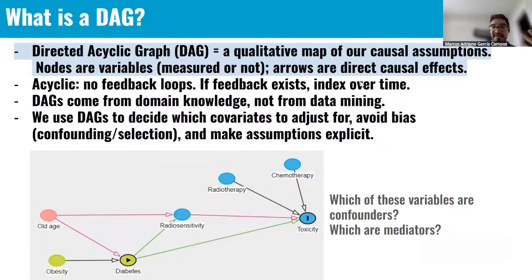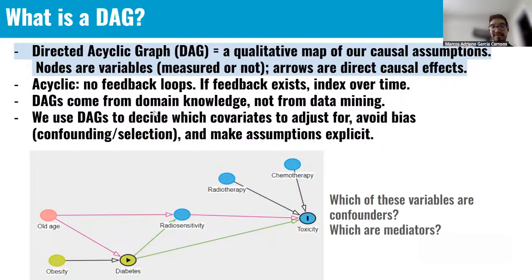If feedback exists, index over time. DAGs come from the domain knowledge, not from data mining. This is important because it's not requiring only the data set to draw the DAG, because I need the knowledge. I need to see in the literature what they say about the connections between the variables. This is not from our own data, but from our analysis and our study to know the connections.